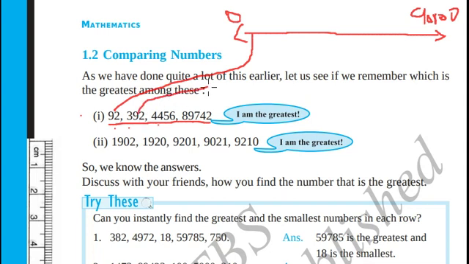392 could be placed at this position, 4456 could be placed at around this position, and 89,742 could be placed approximately around here. So which among these 4 numbers is the greatest? Of course 89,742 is the greatest.